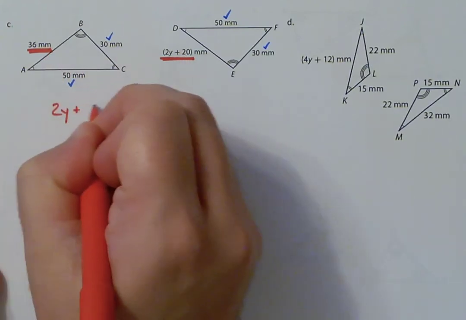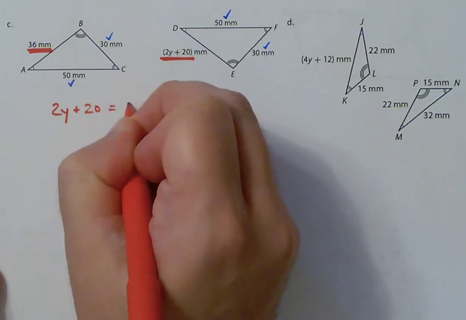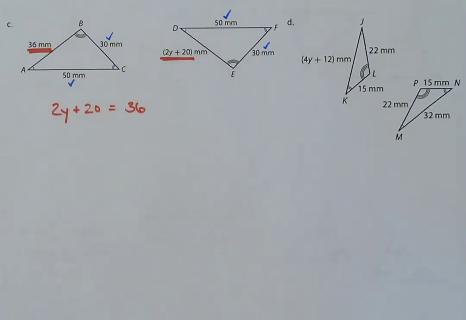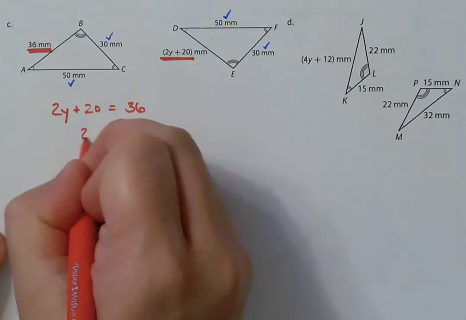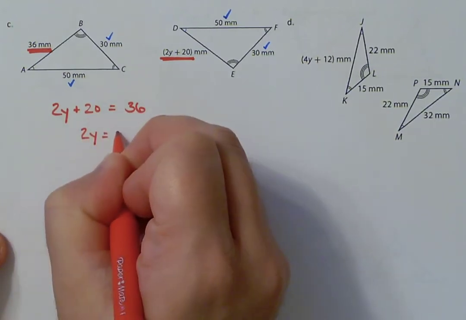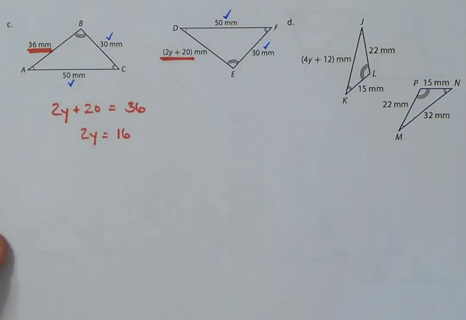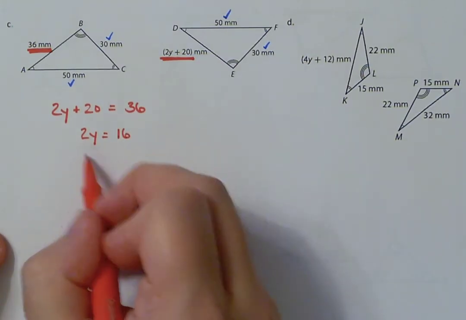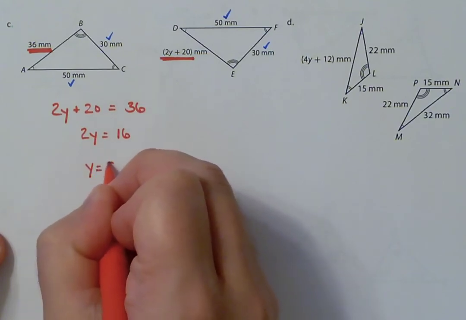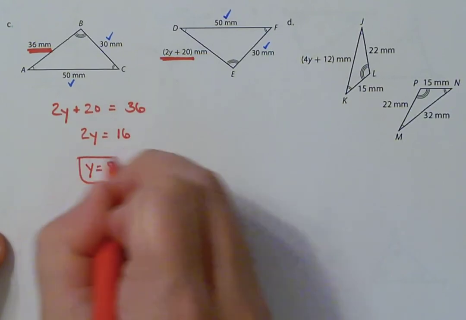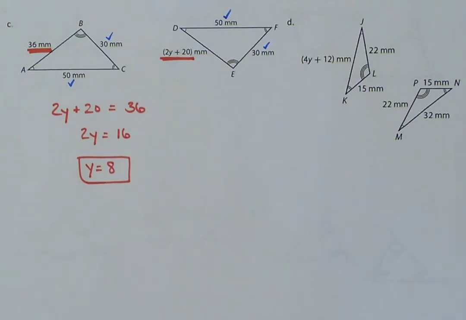So we take 2y plus 20 equals 36. And then you just go through and solve. So we would subtract 20 to the right. So we would get 2y equals 16. And then we're going to divide by 2. And we end up with y equaling 8. So my answer is y equals 8.